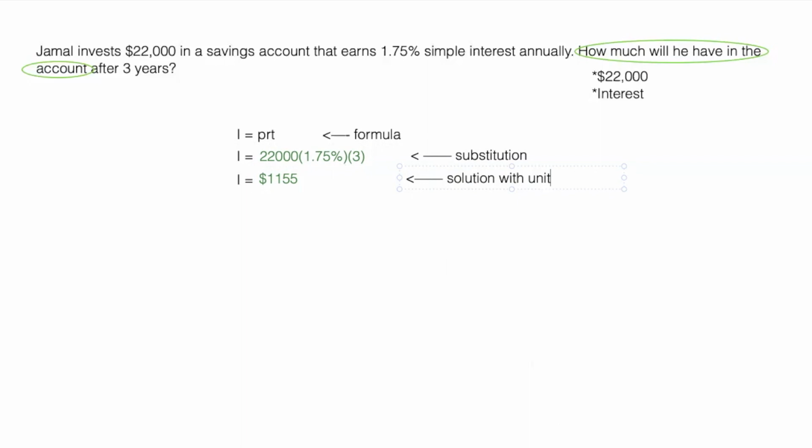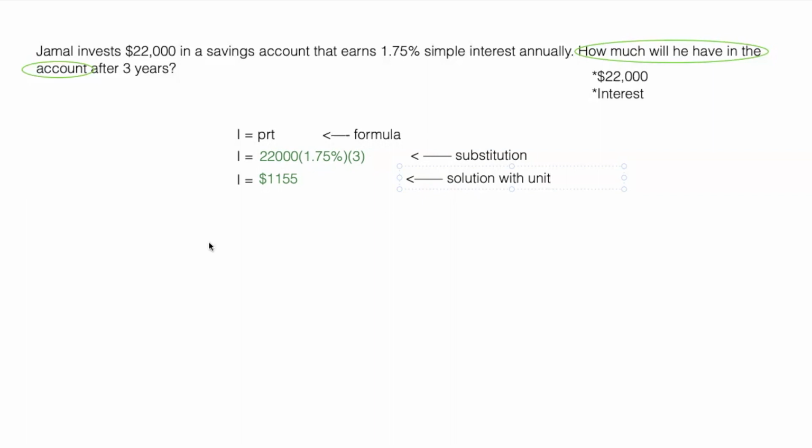Now, I can't tell you how many GED students are so proud of themselves. They say, Kate, I remembered how to use formulas. I remembered the percent button. I remembered the unit. I'm doing so well. But they forget to find what the problem asked them to find. So let's go back and consult our problem. Are we done yet, or is there more to do? What did they ask us to find? How much will he have in the account after 3 years?